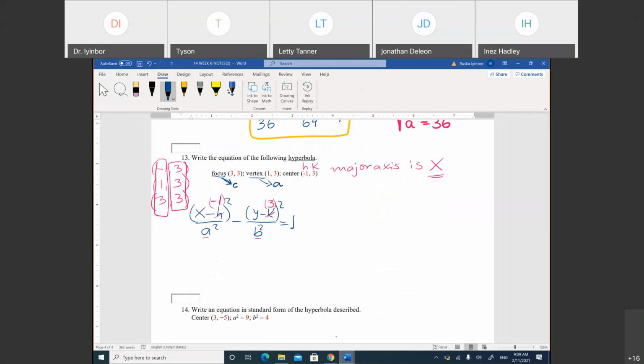So here we have to measure from the center. What you do, we're gonna get only the X coordinates and you're gonna find the distance, you're gonna measure it. So let's see, we have the center, it's at -1, right? That's my center. Then I have a vertex at 1. So you know what, I need to go to 3.